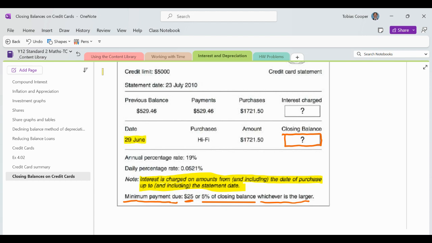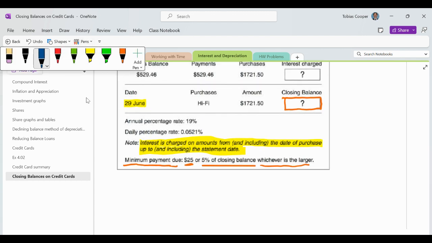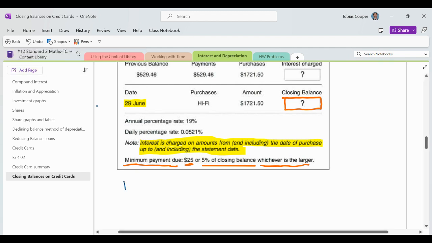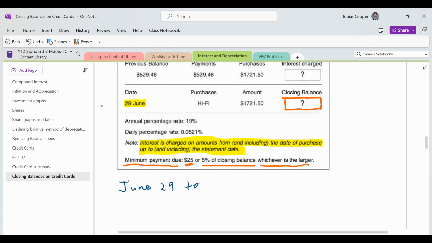It's 29th of June and the statement date is 23rd of July. So we've got to calculate how many days from the 29th of June to July 23, including the statement date. Okay, now 30 days are in June. Okay, so if we're going to go from June 29 to July 23, let's calculate how many days it is.